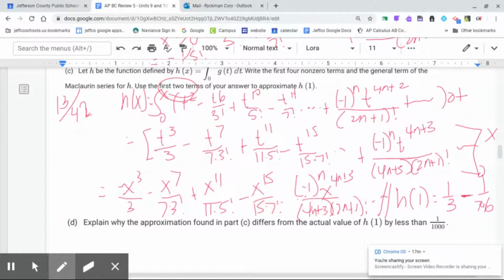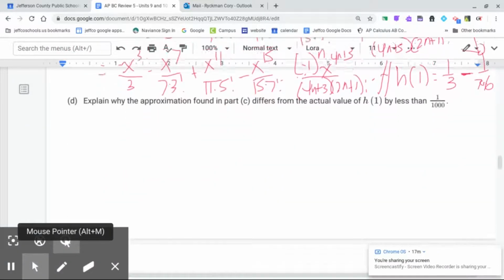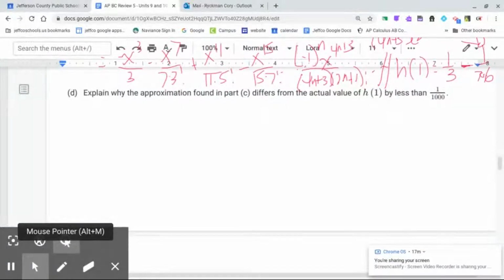1/3 minus 1/42 is 14/42 minus 1/42, which is 13/42. All right, and last but not least, part D. So it's alternating series error bound. You did not have to use Lagrange. It's alternating, so I started by justifying the alternating series.